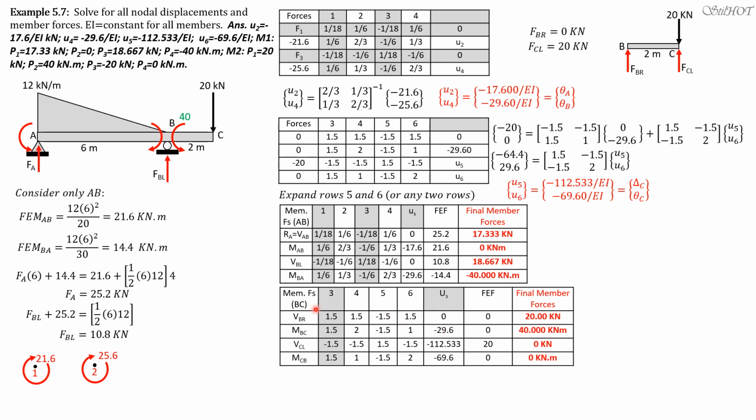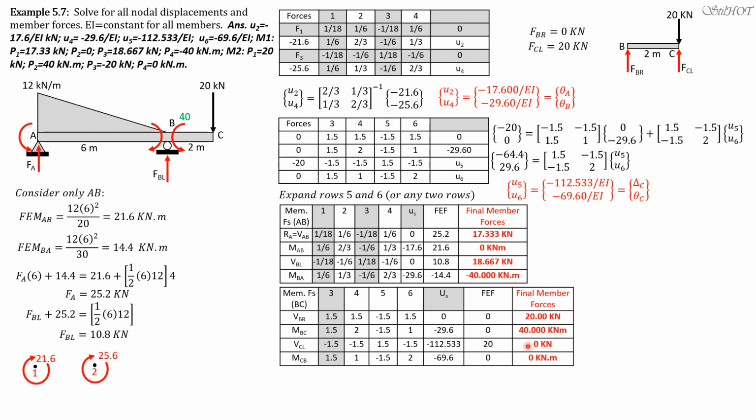For BC, instead of P3, P4, P5, P6, I write the correct and proper designation of the forces. Stiffness of BC, just copy this. For displacements, we have 4, 5, 6 displacements, only one is 0, so column 3 is shaded. Then fixed forces: the only fixed force present is FCL, equal to 20, and all the rest are zeros. So 1.5 times negative 29.6 plus negative 1.5 times negative 112.53333 plus 1.5 times negative 69.6 equals 20. So that's the value.